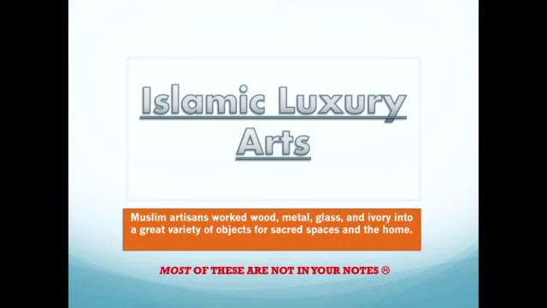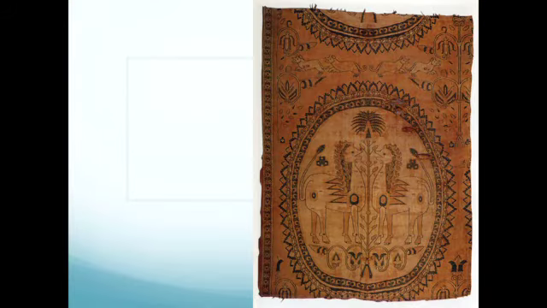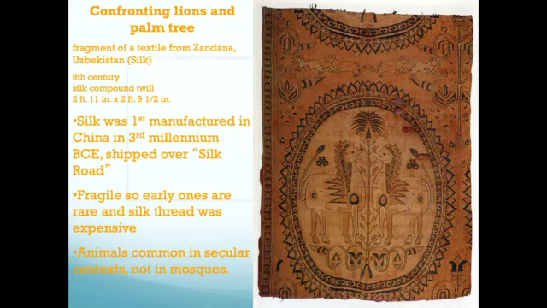So let's start. We're going to begin our journey in the modern day country of Uzbekistan, taking a look at a textile called Confronting Lions and Palm Tree. The only reason I'm showing you this is that it's relatively one of the oldest textiles that we have from the Islamic civilization. It is using a medium of art that is coming from China, so it shows trade. It is made out of silk. We've seen that before in our Asian art unit.